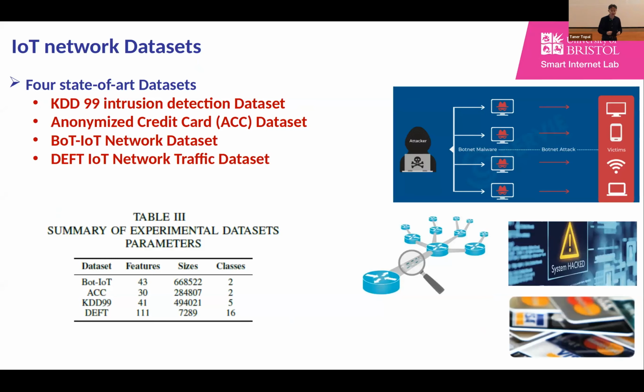So we use a full set of datasets to evaluate the algorithm we propose. We use the Bot-IoT dataset, which has 43 features and 2 classes, and the ACC, the anonymized credit card dataset, which has 30 features. And the KDD99 dataset, with 41 features, and the DFT IoT traffic dataset, which has 100 features.